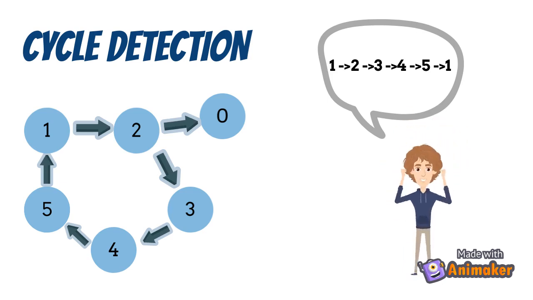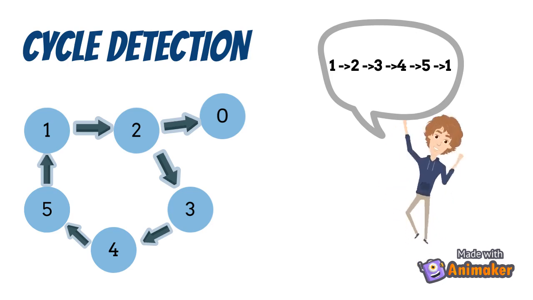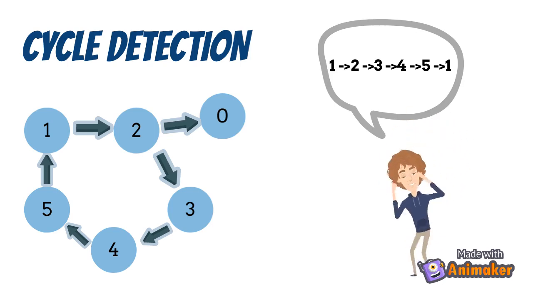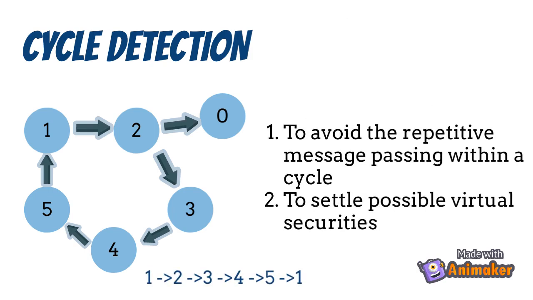The cyclic set is used for two main reasons. The first reason is to avoid the repetitive message passing within a cycle. If not, the return matrix obtained after message passing will have many entries from the same edge value. To settle possible virtual securities, a bottleneck value is needed. It is also obtained from the cycle detection process. For cycle detection, a node-centered algorithm based on previous research was created. Since time reduction is a main objective of the project, a parallel synchronous message passing technique was used.